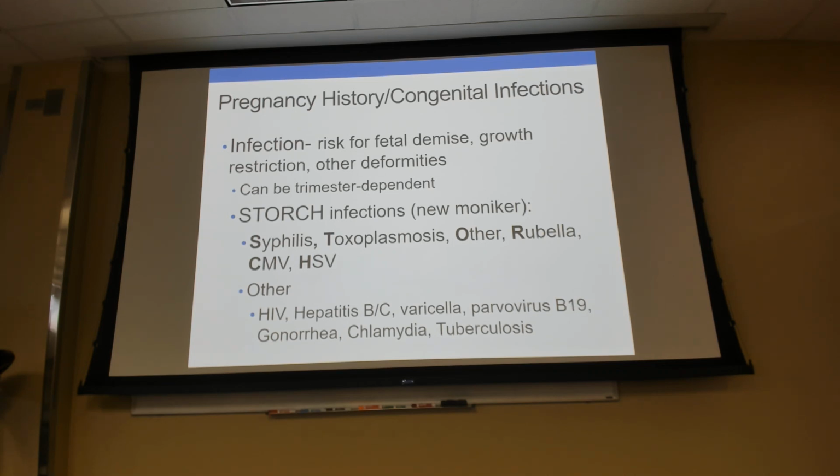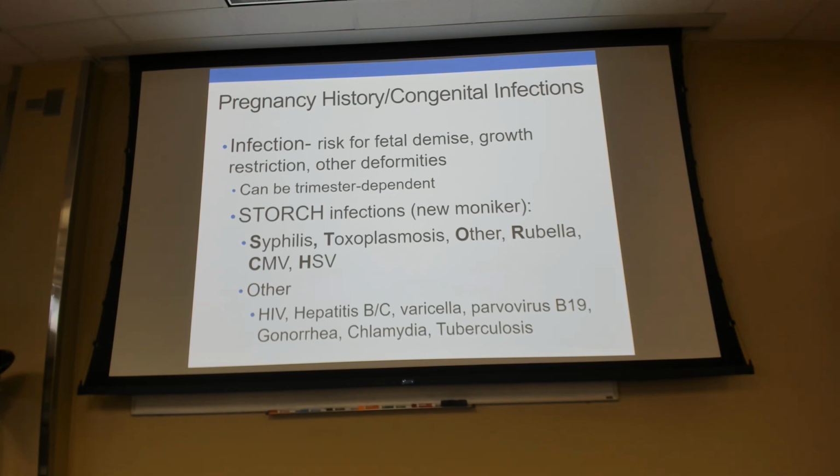Yes, ma'am. Are these listed in order of like most offensive photographs? No, that's a good question. Are they most offensive and not? No, the reason that these particular ones, because the O is other, which is mean, right? So you have syphilis, toxoplasmosis, other, rubella, CMV, and HSV. The reason that you have those specific ones that are listed with those is they have a very predictable pattern. If I have congenital syphilis, I pretty much know how that's going to go.